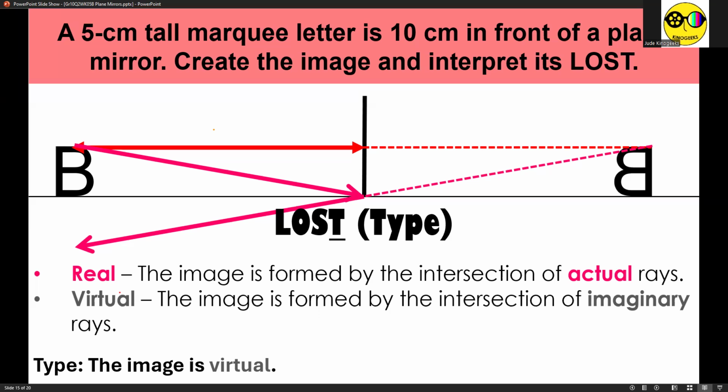All right, so that's it. We already finished creating the image and interpreting the LOST. So you don't need to worry about memorizing the lines, no? Which line to draw first, how does the line look like, because it will be presented to you in your performance task and upcoming long test, no?